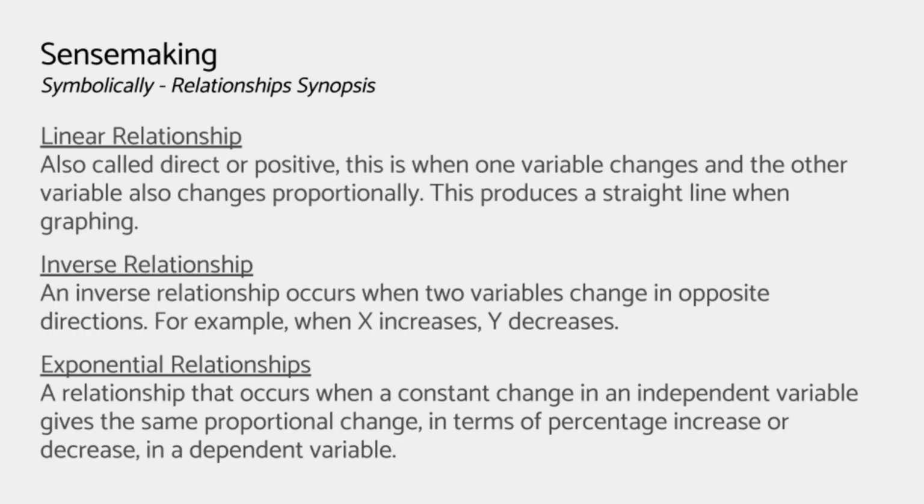Sense making symbolically. Linear relationship, also called direct or positive, is when one variable changes and the other variable also changes proportionally. This produces a straight line when graphing.